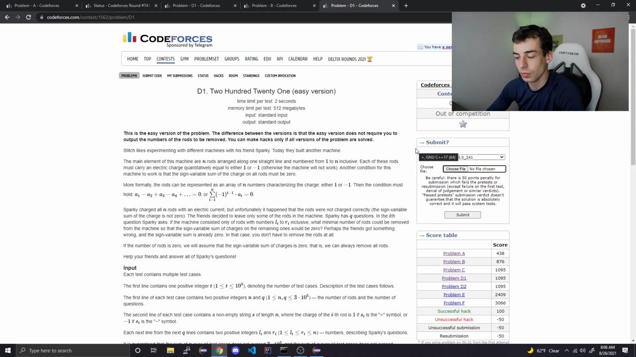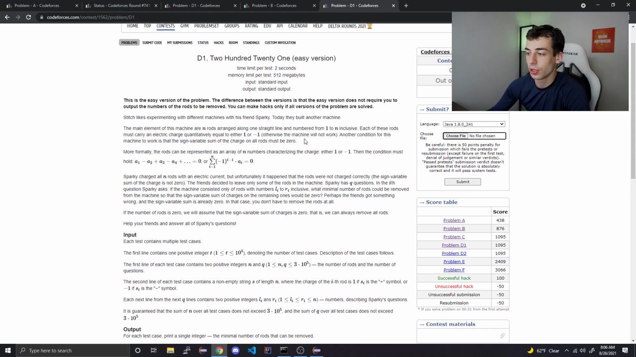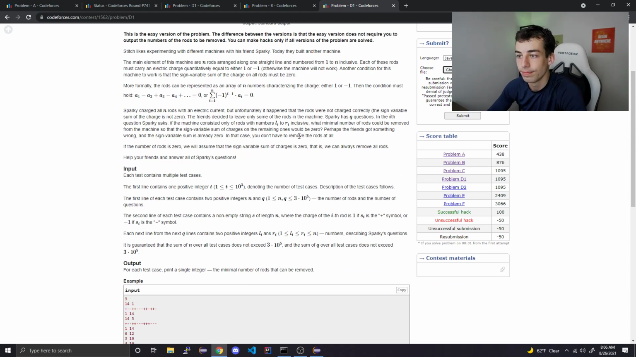Let's read it. This is the easy version of the problem. The difference between versions is that the easy version does not require you to output the number of rods to be removed. Oh, gotcha, okay. Stitch likes experimenting with different machines with his friend Sparky. Today, they build another machine. The main element of this machine are N rods arranged along one straight line numbered 1 to N inclusive. Each of these rods must carry an electric charge quantitatively equal to 1 or minus 1. Otherwise, the machine will not work.